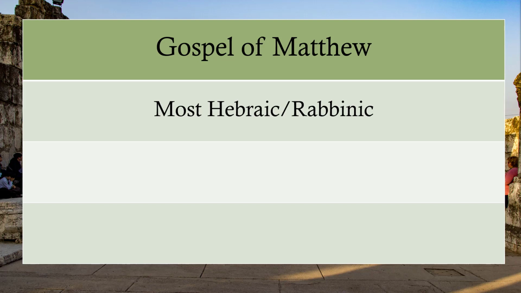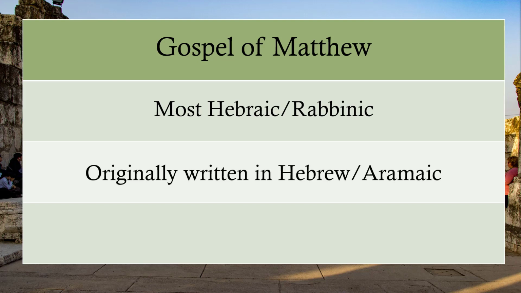There are a number of different church fathers, Papias, Origen, Eusebius. They all mention that Matthew was originally written in Hebrew or Aramaic. So we have Greek Matthew, but they say there was an original in either Aramaic or Hebrew that Matthew wrote, which means someone took Matthew in the Hebrew or Aramaic and translated it to Greek.